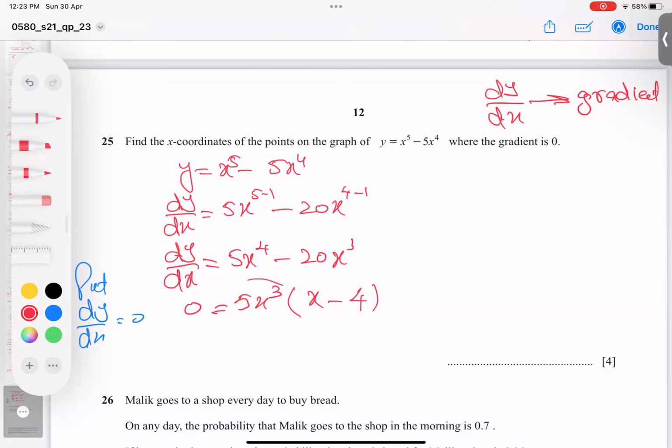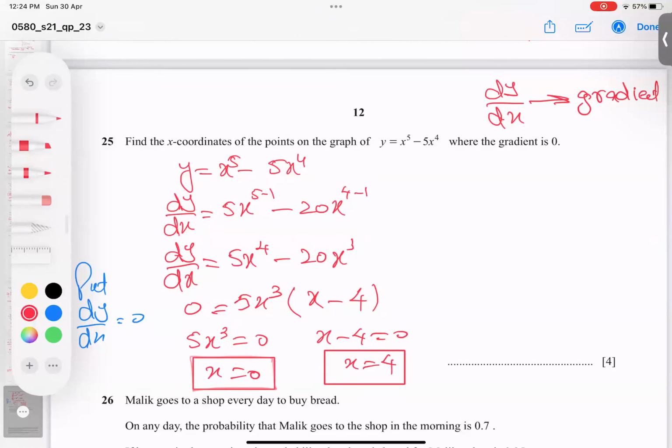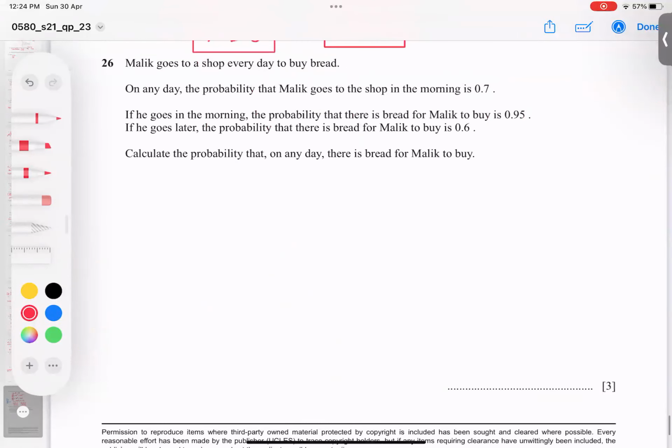Whenever the product of two parts is equal to 0, students, what to do? Either the first part is equal to 0, I mean to say 5x to the power 3 equals 0, or this equals 0. 4 goes there, I get x is equal to 4. And this 5 goes down to 0, and the cube root goes there, x becomes 0. I hope the point is clear.